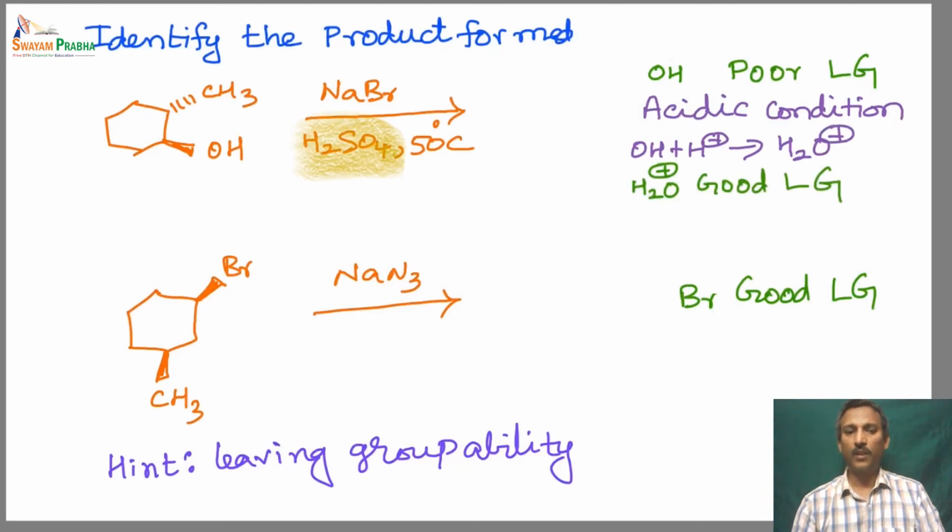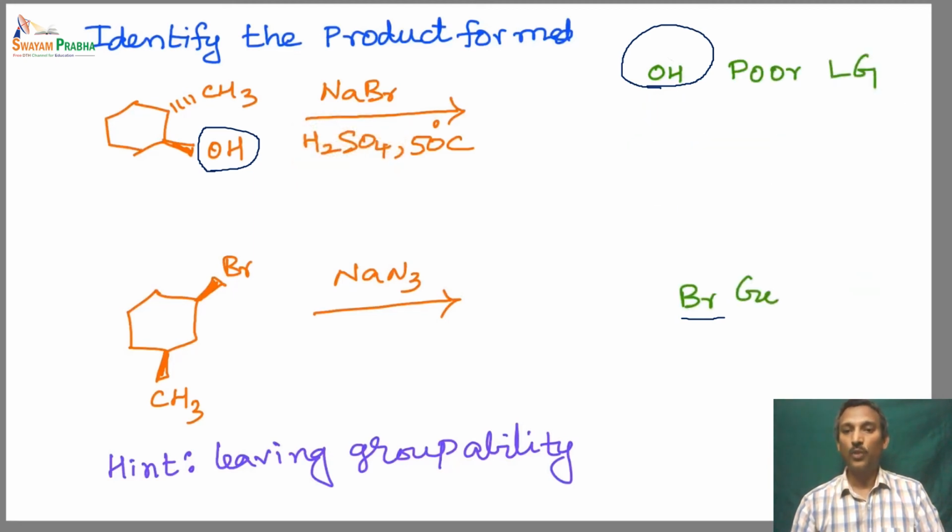So here we are continuing from the leaving group ability. We have an OH group, which is a very poor leaving group. That means this OH cannot leave that easily. But in this second case we have a bromide, which is a very good leaving group. So that means this can undergo SN2 type reactions very easily. This one may or may not undergo an SN2 type reaction that easily. So we will see how it can be done.